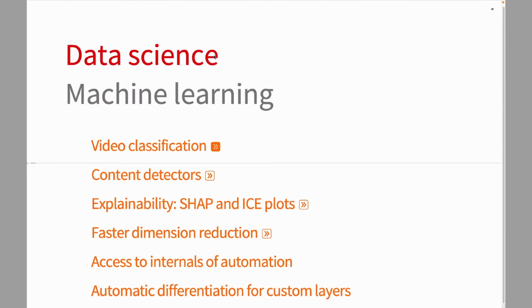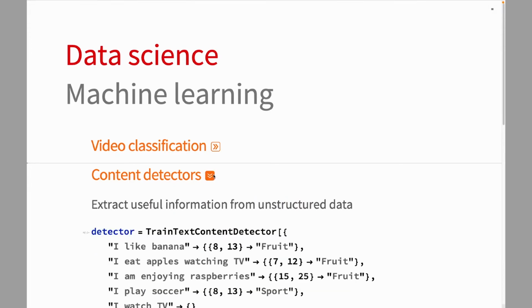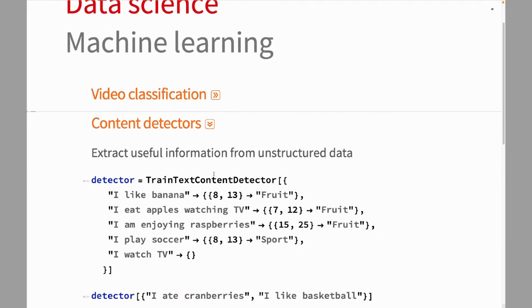Now, the next one is the beginning of a longer term story, but there's two already very useful versions of it, which are content detectors. So this is a kind of new, fully automated super function of machine learning to go with things like predict and classify that try to do essentially everything for you if you give it the training data. And they're all about sub-contents recognition.